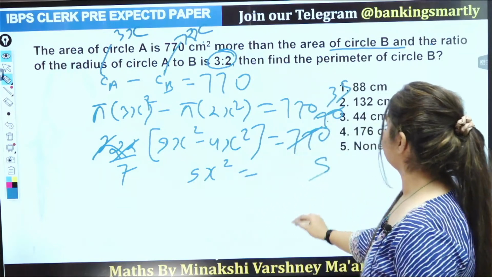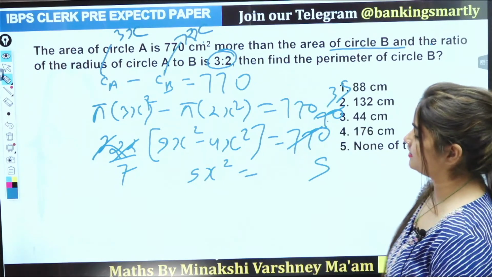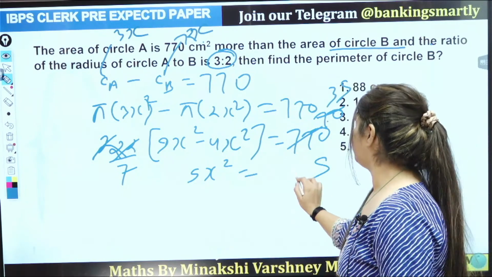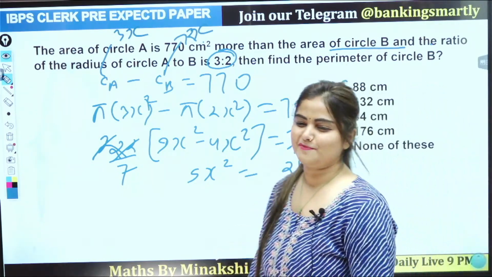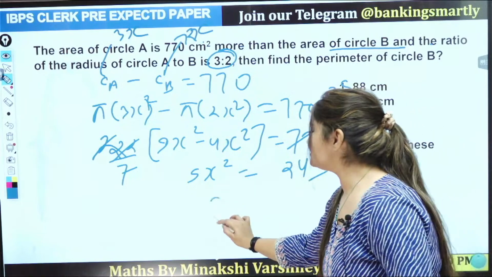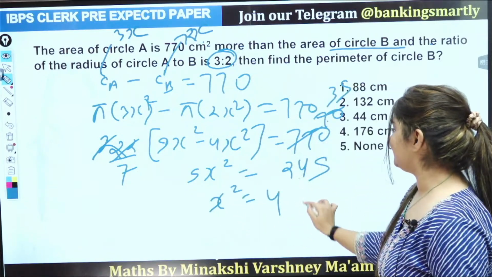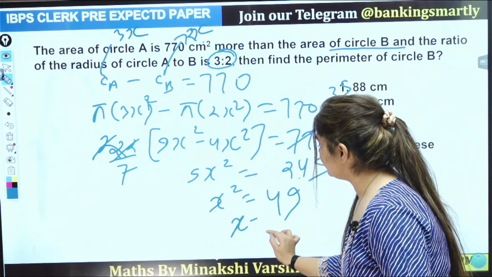7 5s are 35 and 7 3s are 21, और 3 कितना होता है? 245. Okay, this is my problem. X square is equal to what? 5 4s are 20 and 5 9s are 45. That means x should be 7.